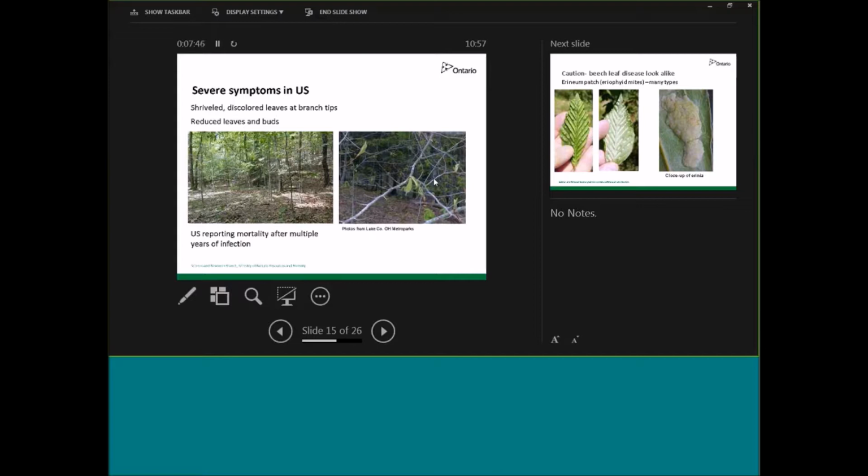And there's some more photos. I have family in Ohio, so I went there and stopped by a site. What I was seeing were beech saplings that only had a few leaves left on the outside edges and at the very top of the tree, so more like that picture on the right. In the U.S., they are reporting that they're seeing mortality from beech leaf disease, mostly in the saplings.